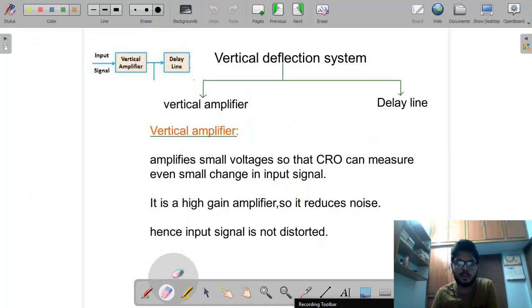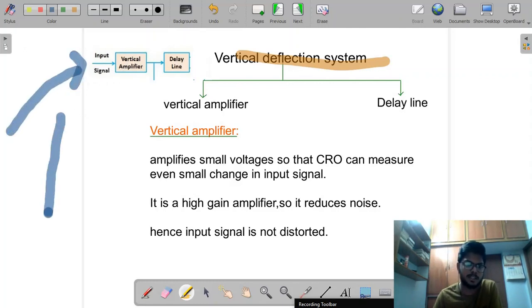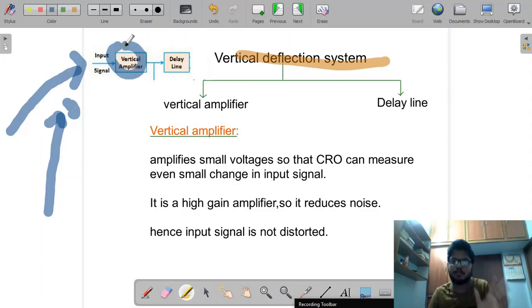Now the last part is the vertical deflection system. What is a vertical deflection system? See, why do we call it a vertical input? Because the input signal is displayed on the y-axis. So we call it a vertical input. The vertical input is given to the vertical amplifier, the amplifier which amplifies our vertical signal. Up to here there is no problem, but the problem comes from here.